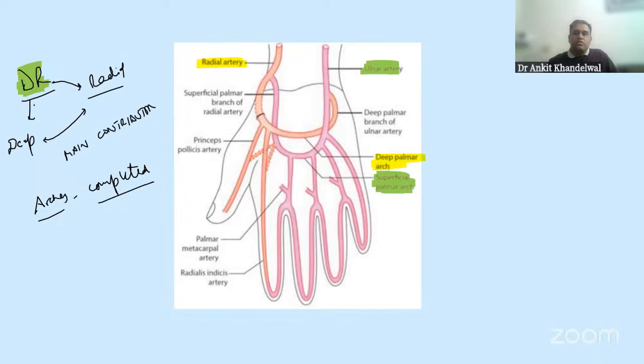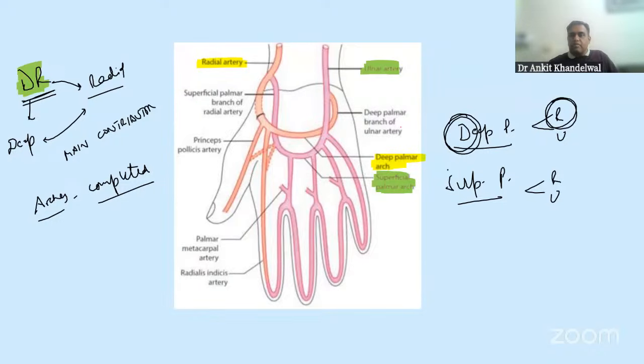So both the arches are completed by both the arteries. Understand this part. Be it your deep palmar arch or your superficial palmar arch, they will have contributions from both the radial and the ulnar, but the main contribution of the deep palmar arch is from the radial artery. The main contribution of the superficial palmar arch is by the ulnar artery. Simple as that.